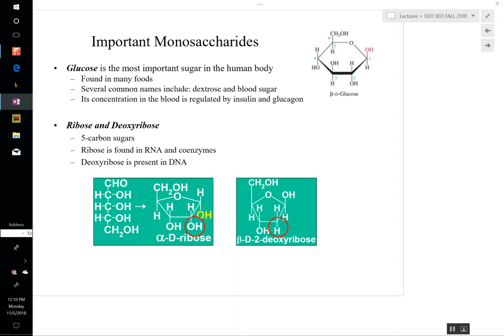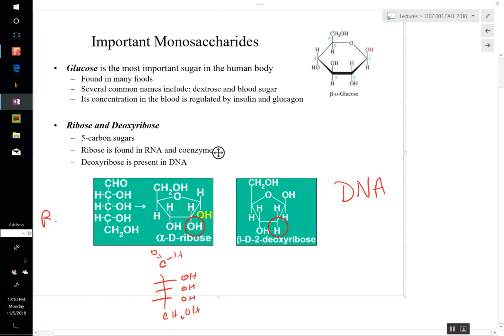All right, now we already talked about ribose. And remember, ribose is 5 carbons long. And where are the OHs? Right. All of them are on the right. Now this is deoxyribose. Now someone mentioned DNA. This is the sugar that is in DNA. This is the sugar that's in RNA.